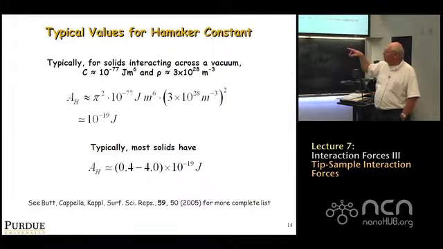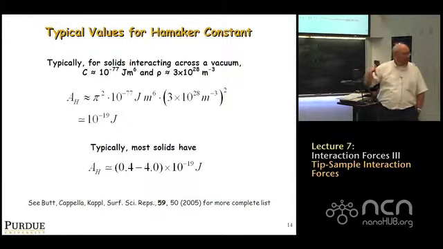And if you have the reader that we handed out on the first day of class, there's an article in that reader by Butt, Cappella, and Kappl. If you look on page 50, you will see a long table with references. He actually refers to the original literature, and this long table lists Hamaker constants for different systems.